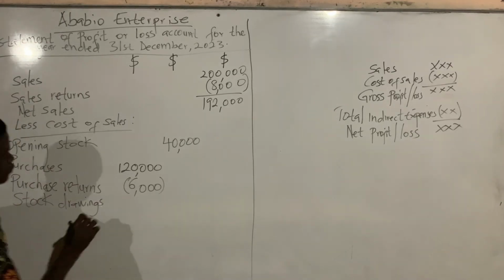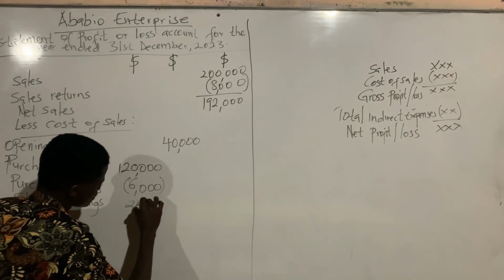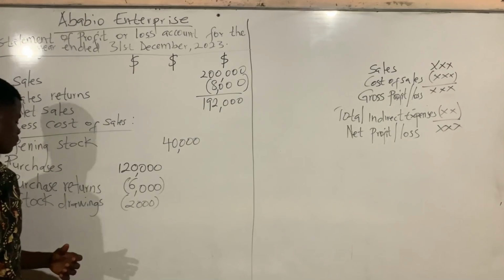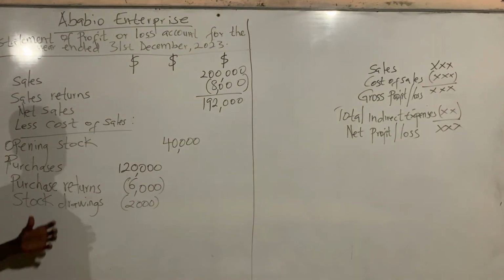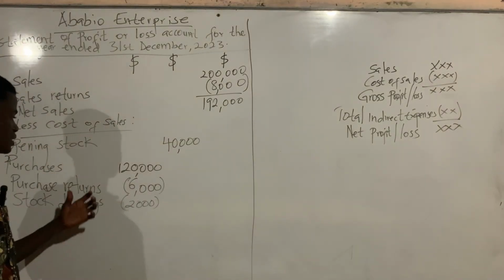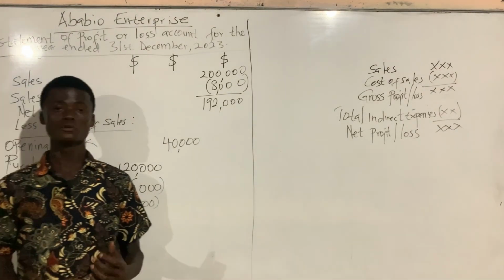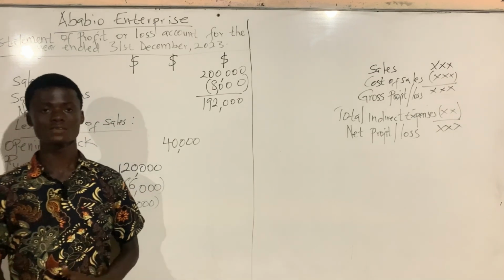Stock drawings of $2,000, and that one too will be subtracted from the purchases figure. The reason why we subtract the purchases returns and the stock drawings from the purchases figure is that, as we know, purchases is the name given to the goods bought with the intention for sale.